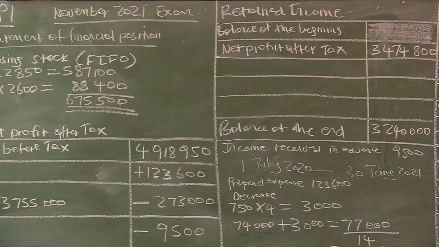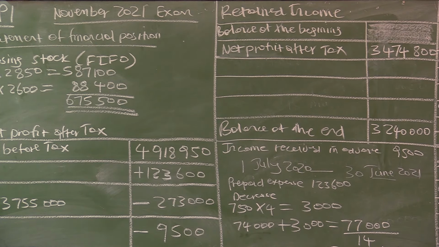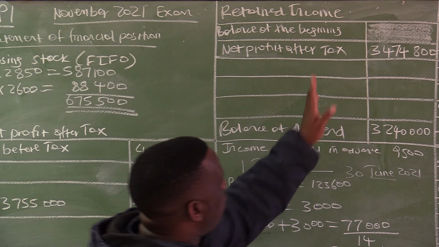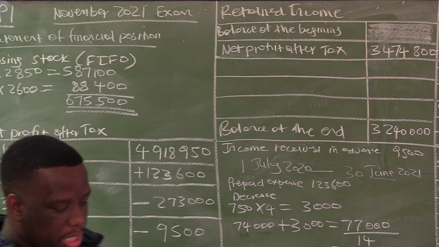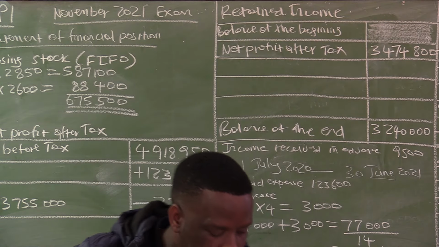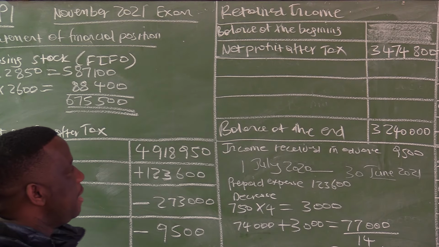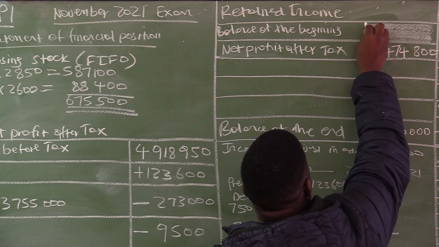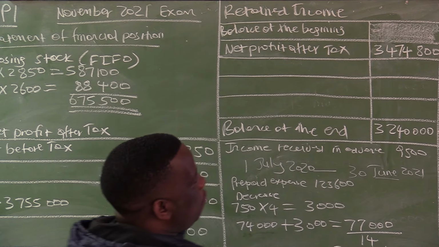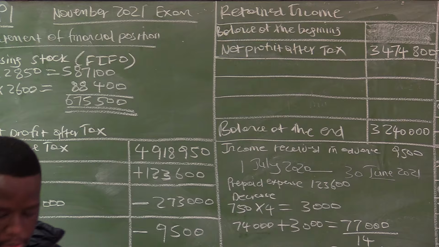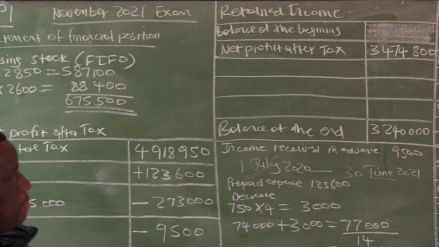Right. So we have transferred the net profit after tax to our retained income note account, and then the first column of the retained income note, which is the balance at the beginning, you will notice in your answer sheet that it was blocked, so nothing must be written there. That is why there is this shade. No amount was required to be there. So there is no balance at the beginning.